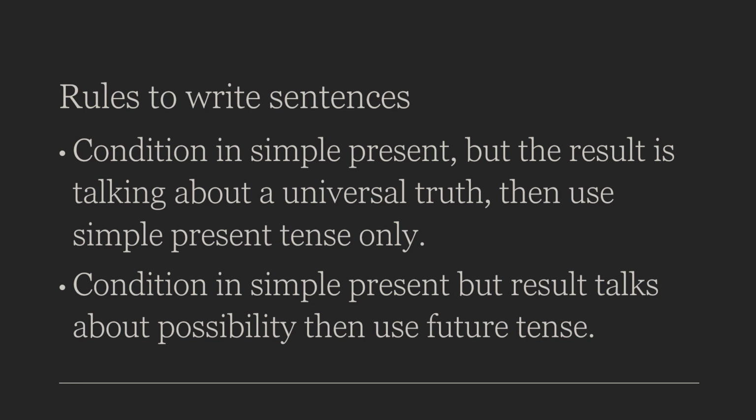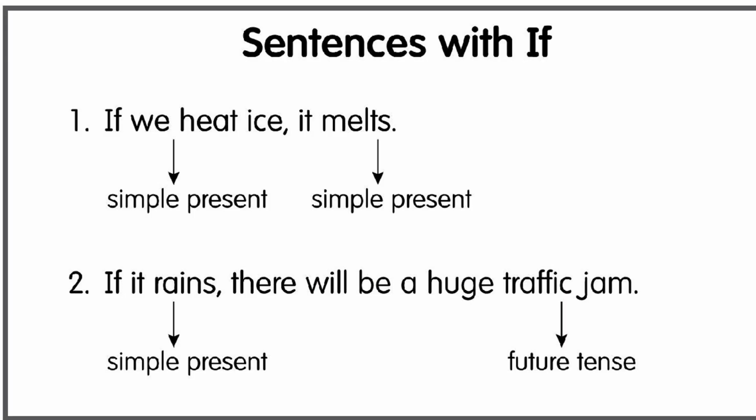Now why I did that, there was a reason. So now my slide looks completely horrifying, right? So there's a rule. If the condition is in simple present, but the result is talking about a universal truth, then we use simple present tense only. Condition in simple present, but the result talks about possibility, then we use future tense. I think most of you have not understood this. So let me come to the next slide. I think this will help you.